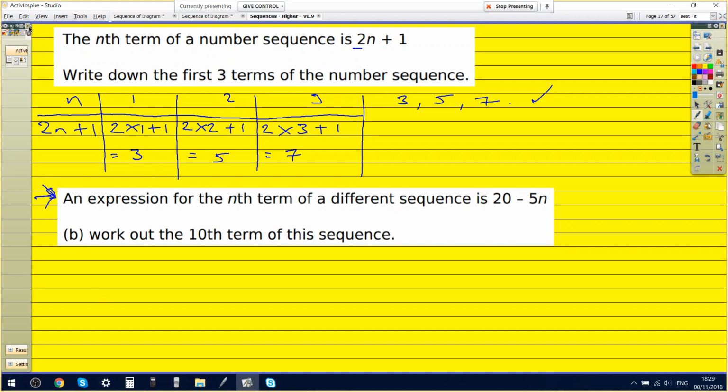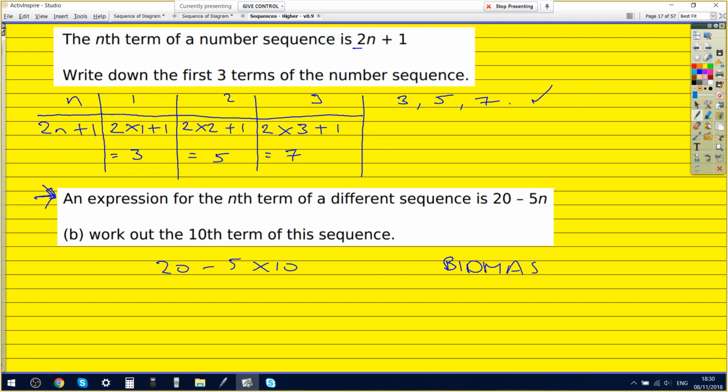20 take away 5 then. Would that be 20 take away 5 times 10? Yeah. 150. How did you get that? Oh, BIDMAS. No, I just took 5 away from 20 and put a 0 on the end of the answer. BIDMAS.